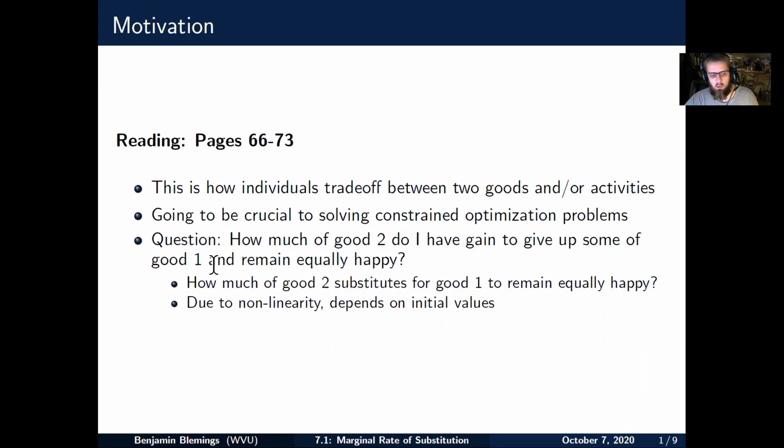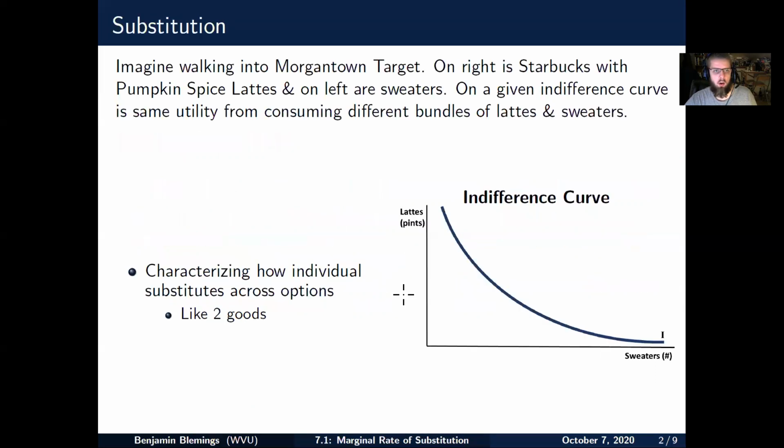So it's kind of like if I give up some of good 2 and substitute some of good 1 for it, how much extra good 1 do I need to remain equally happy given that I've given up some of good 2? And, except for very special cases of indifference curves, there's usually nonlinearity. So how much you have to give up will depend on the initial value. So I'll show you a picture of that right now.